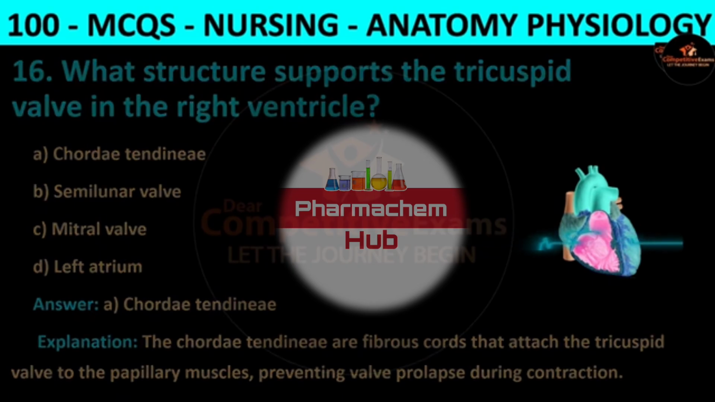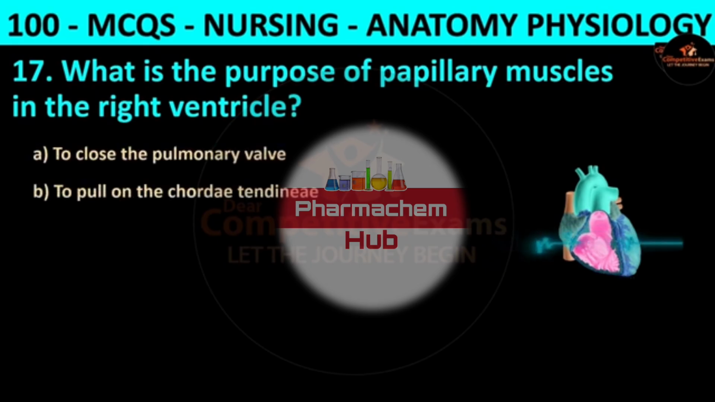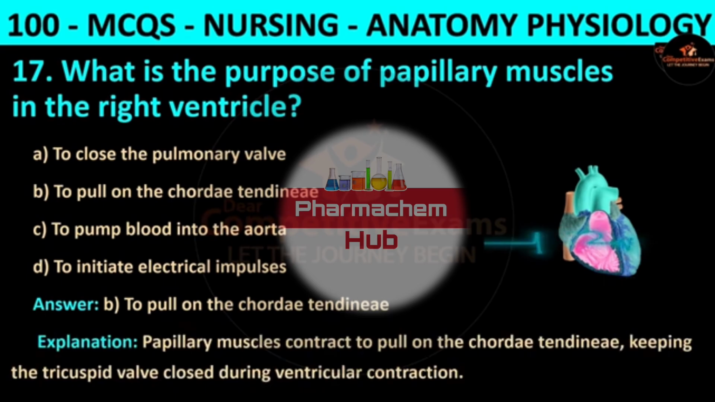Question number 17. What is the purpose of papillary muscles in the right ventricle? The options are to close the pulmonary wall, to pull on the chordae tendineae, to pump blood into the aorta, or to initiate electrical impulses. The correct answer is B, that is to pull on the chordae tendineae. Papillary muscles contract to pull on the chordae tendineae, keeping the tricuspid wall closed during ventricular contraction.